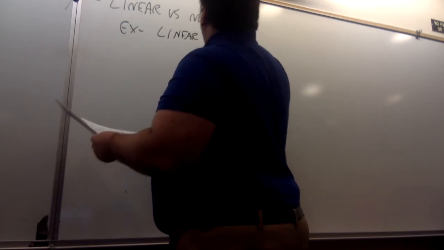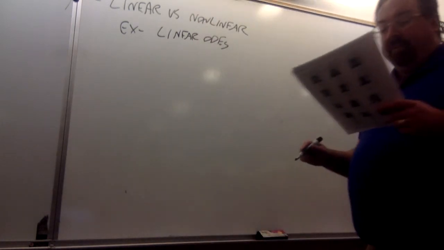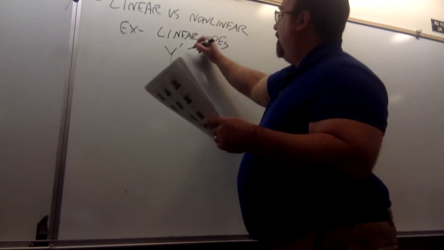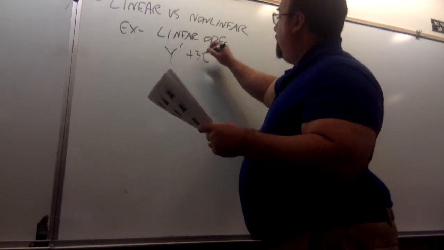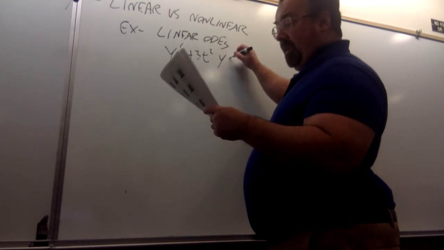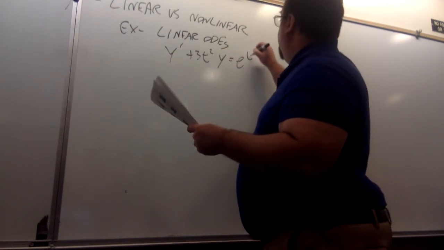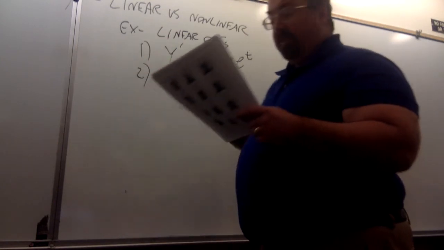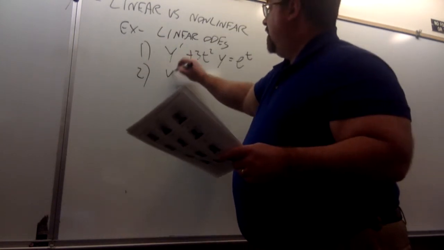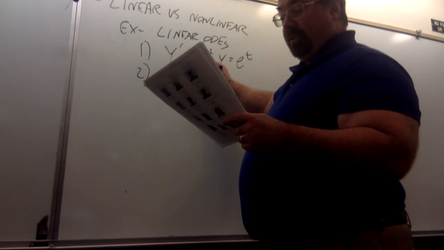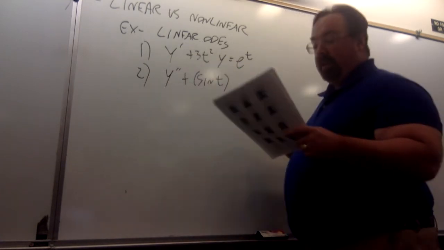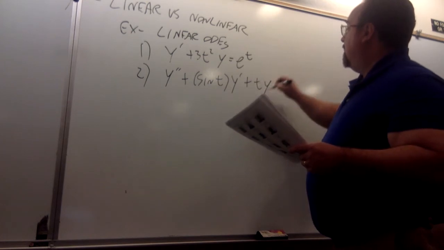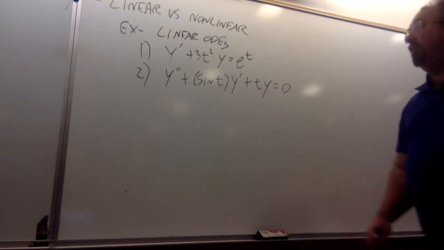So here are some examples of linear ODEs. So this one is a first order, y prime plus 3t squared y is equal to e to the t. And here's another that is second order. So y double prime plus sine t y prime plus t y is equal to 0.